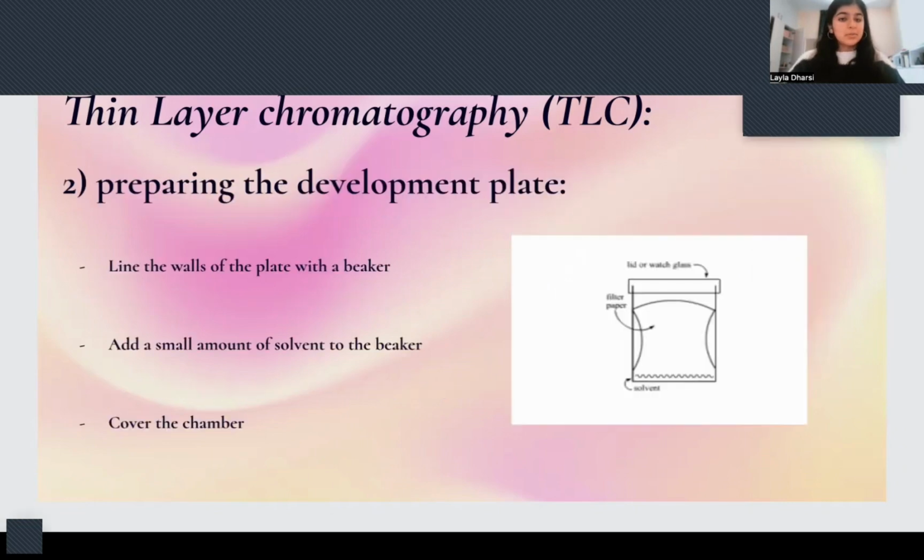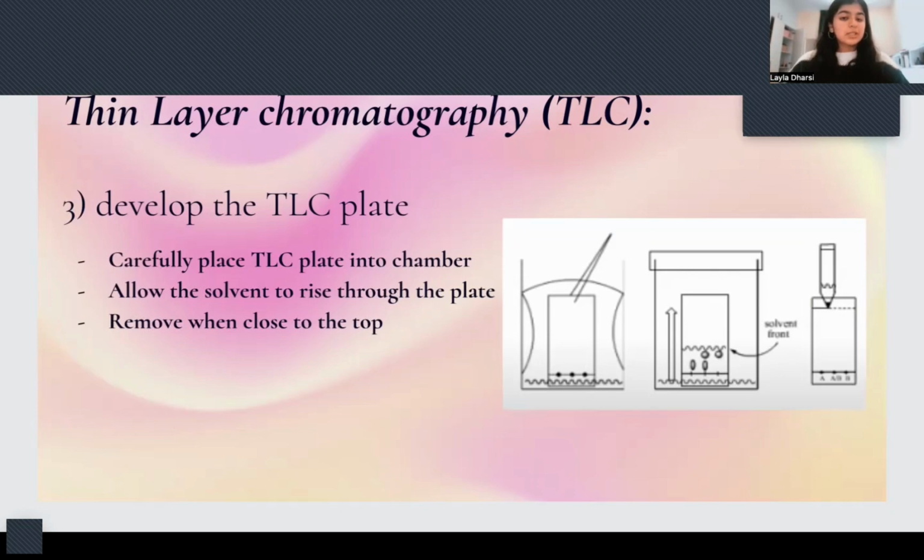Secondly, preparing the development chamber. Through this process, you take a clean beaker and place the TLC plate inside so that it stands up, and the plate should not touch the bottom of the beaker. You then add the solvent to the beaker, such as hexane or ethyl acetate, and this mixture helps the paracetamol sample separate on the TLC plate. Finally, you'll cover the chamber and keep a lid on the beaker to prevent solvent vapors from escaping and to prevent contamination.